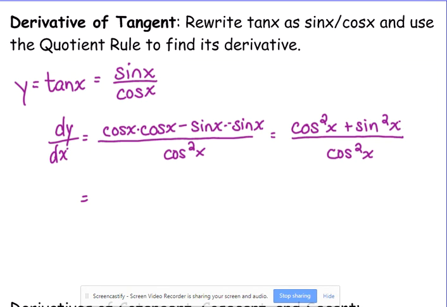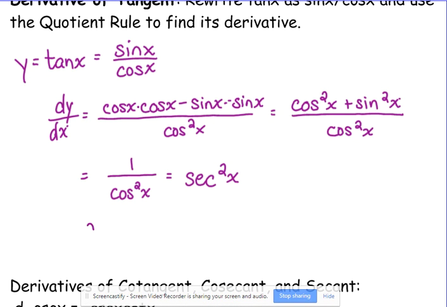Now, hopefully you did learn this trig identity, that sine squared plus cosine squared, or cosine squared plus sine squared, because the order of addition doesn't matter, equals 1. So we're going to replace it with what it's equal to, a 1. And then 1 over cosine is equal to secant. So the derivative of tangent with respect to x is equal to secant squared of x.